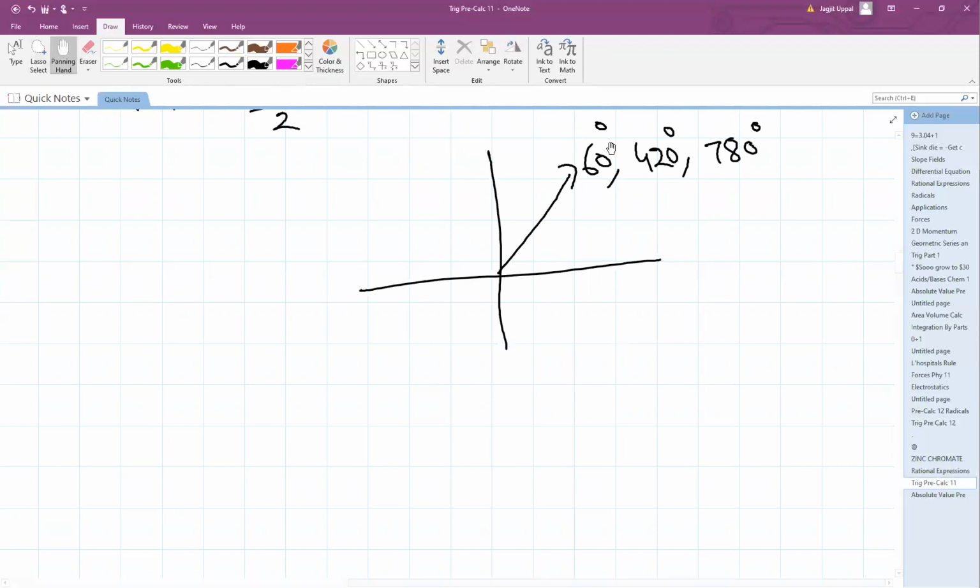Now, guys, look at this. All these angles are in the same place, okay? They're just 360 degrees or some multiple of 360 degrees apart from each other. But the values they're going to give me are the same. So if I ever ask you to do 780, you just keep subtracting 360 until your angle is between 0 and 360. And we know how to find the values of angles between 0 and 360. Okay?